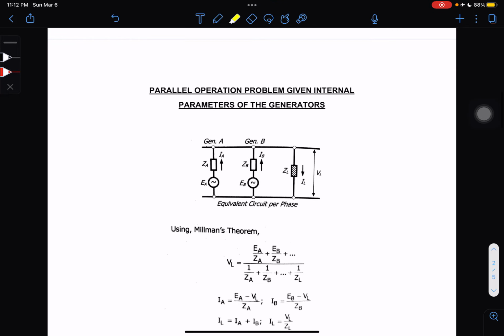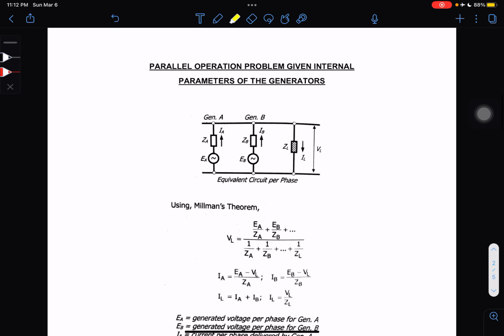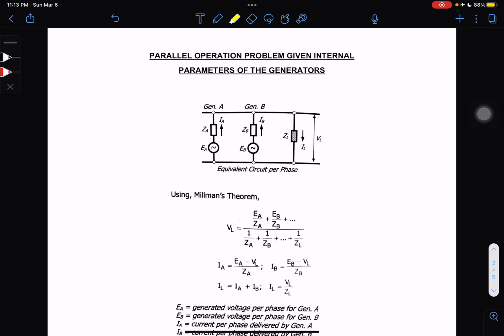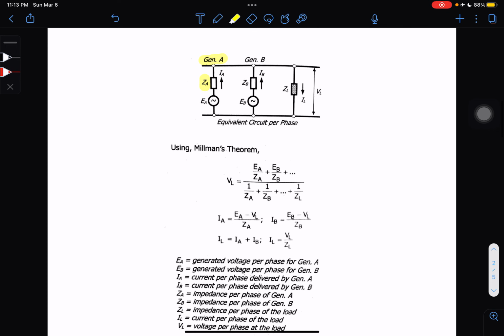So, next topic, we have parallel operation problem given internal parameters of the generator. So, sa ato ang equivalent circuit, nga example, so if naatay generator A, so sa atong generator A, we have our ZA. So, unsa man ning ZA? ZA is our impedance sa ato ang generator A, and IA is the current sa ato ang generator A, and EA is the generated voltage. And for our generator B, so same, natay ZB, IB, and EB.